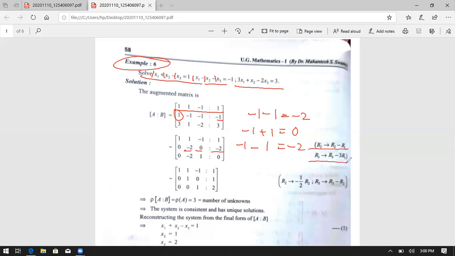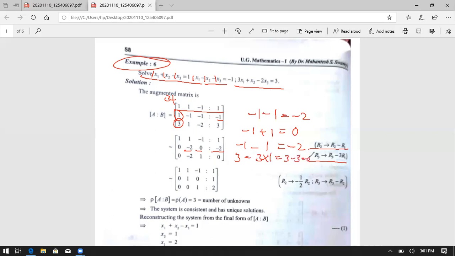Next come to the third row, that is R3. R3 equal to R3 minus 3R1. Why? Here 3 is there, multiplying 3 to the first row. That is 3 minus 3 into R1. R1 is 1. That is 3 minus 3, which is 0.